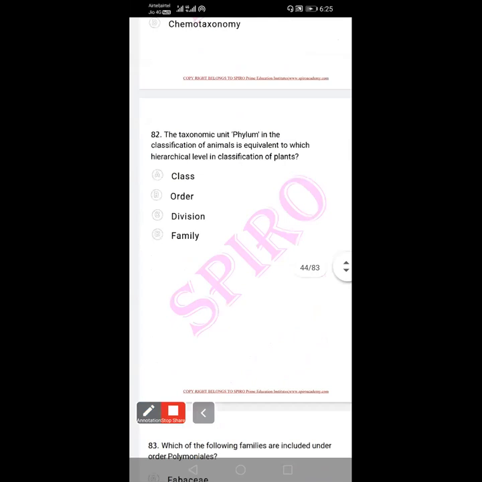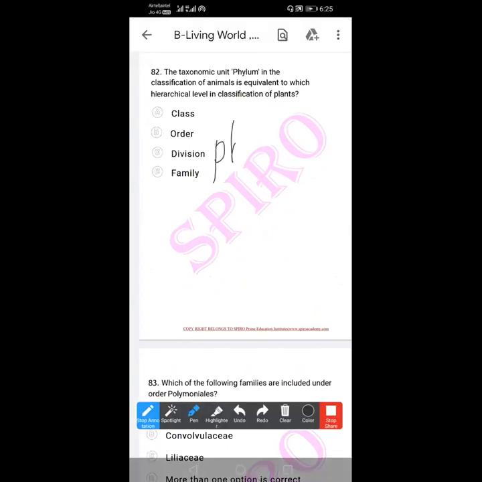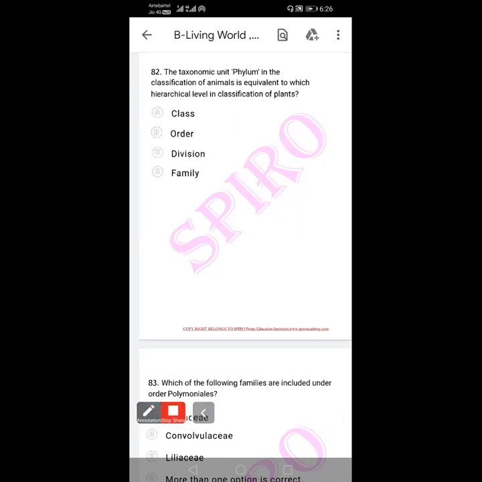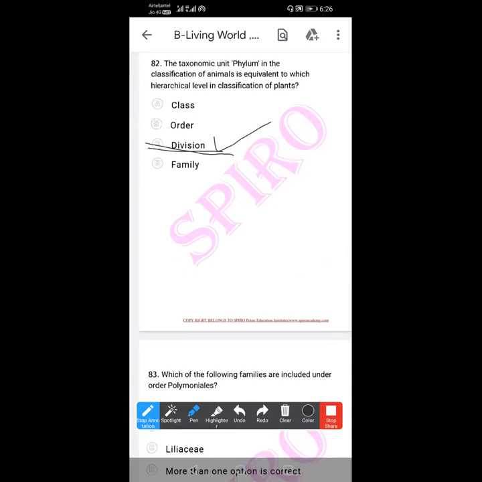The taxonomic unit phylum in the classification of animals is equivalent to which hierarchical level of classification of plants? Yes. In animals, you use the category phylum, whereas in case of plants, it is division. So division is the category used exclusively instead of phylum in plants. We can use division, not phylum. So the correct option, dear students, is division. In case of plants, we use division instead of phylum. Okay, the correct option is option C.